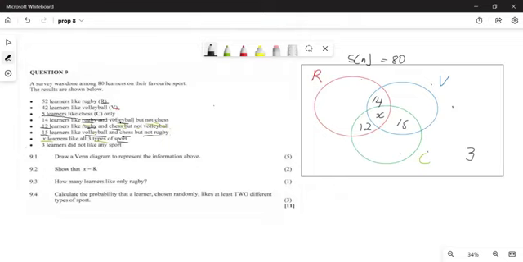Okay, but now we have 5 learners who like chess only. You see this part again? Chess only. When it says chess only, we are not going to include the red. We're also not to include the blue. So how many learners like chess only? We put 5 here.